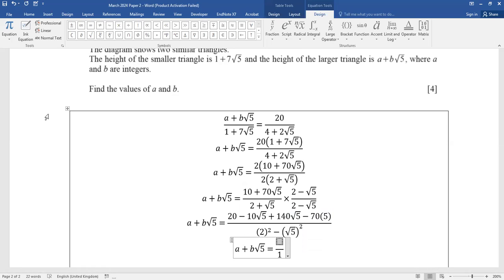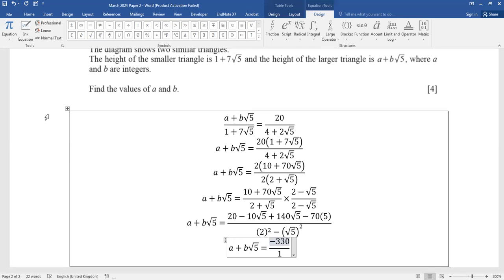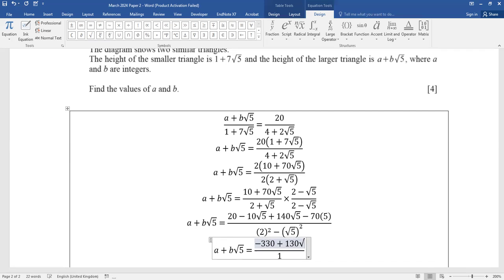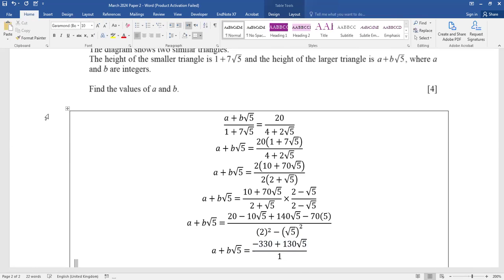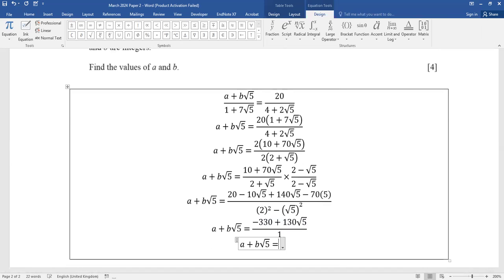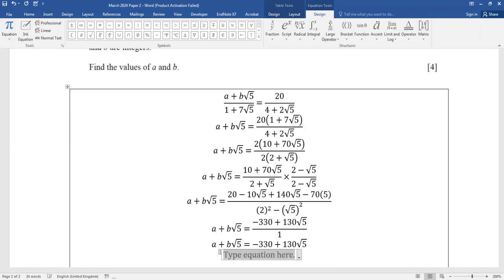70 into 5 is 700, minus 330 plus 130 root 5. So now a plus b root 5 is simply minus 330 plus 130. So a is minus 330 and b is 130. So these are the values that we must end up with.